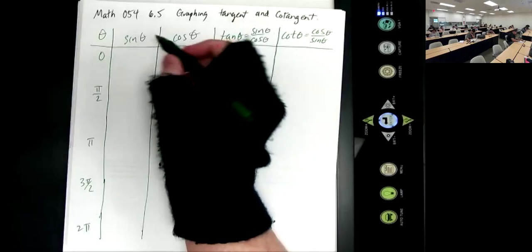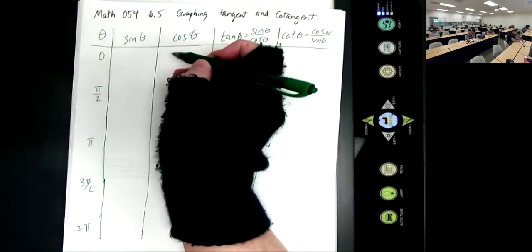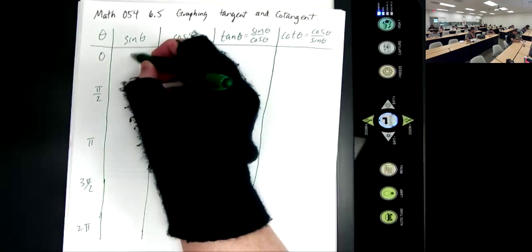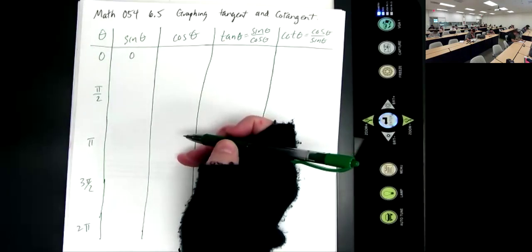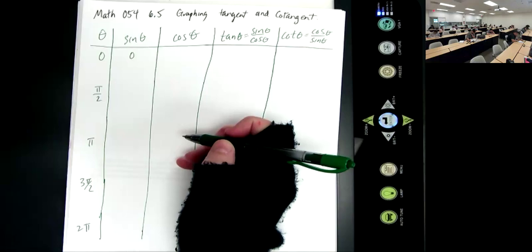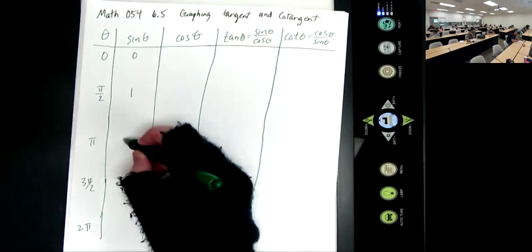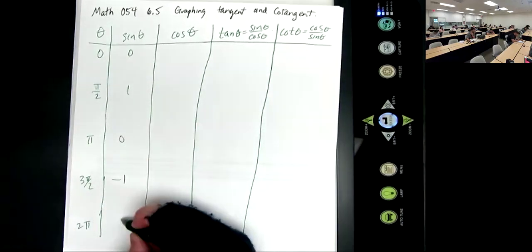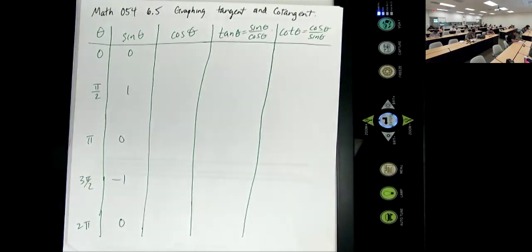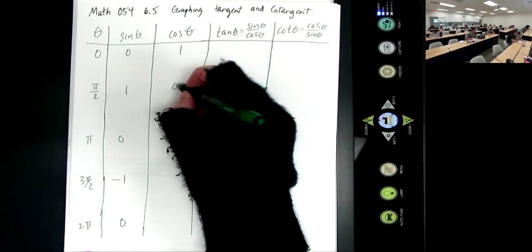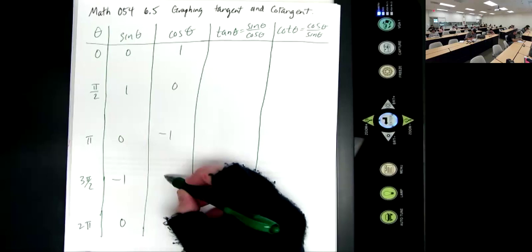What is sine of 0? 0. Sine of pi over 2. This is following the sine graph, so we start middle, go high, go back to middle, go low, go back to middle. Cosine started high, so it starts at 1 and it went downward and then rose back up.